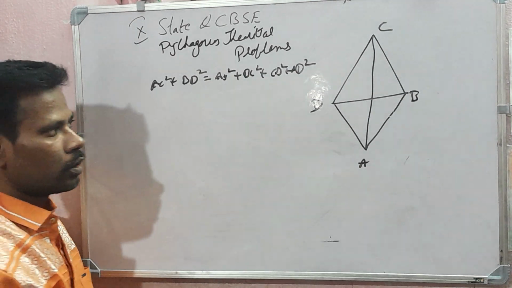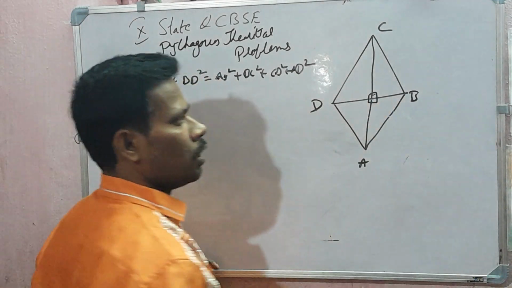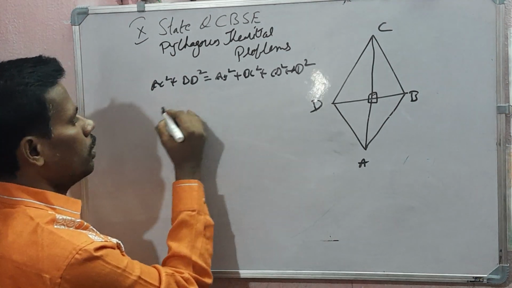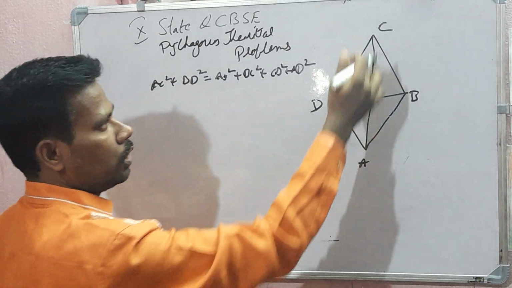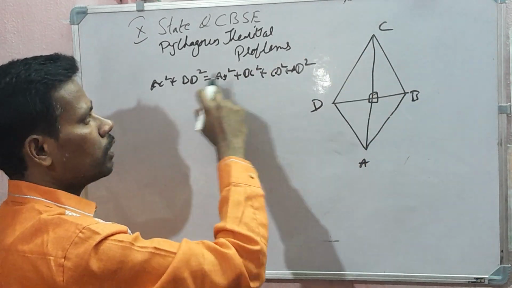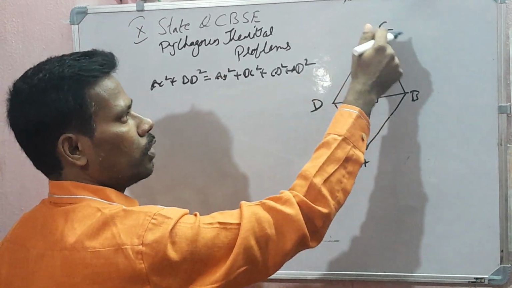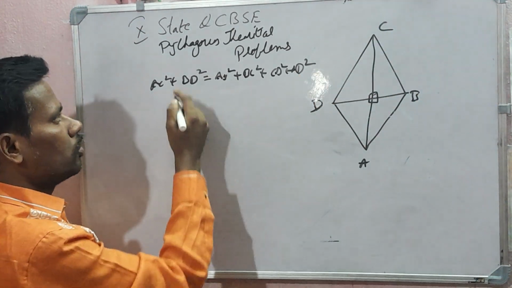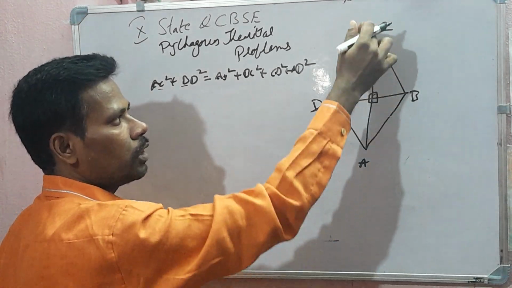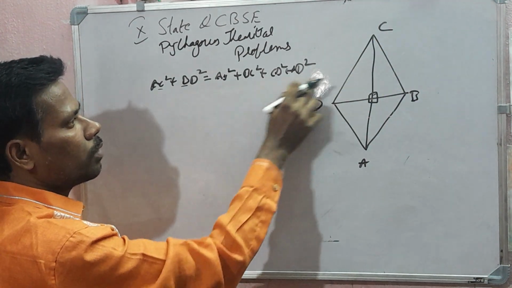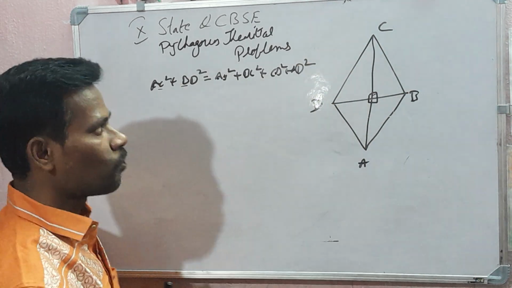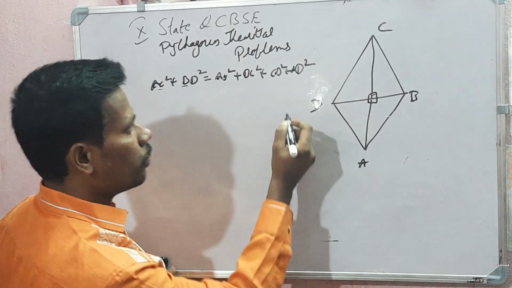So how to do this one? In a rhombus, diagonals are perpendicular to each other. Please write down the step. So this is what we have to prove: AC square plus BD square, the sum of the squares of the diagonals, is equal to the squares on each side. Sum of the squares of the diagonals means AC square plus BD square is equal to the sum of the squares of the sides of the rhombus. Right? How will you do this one?